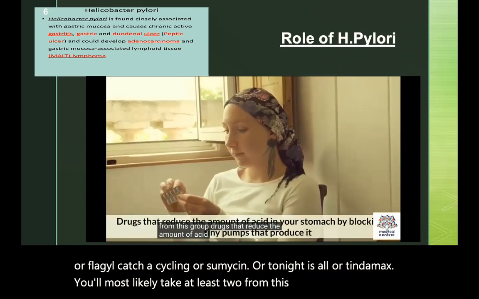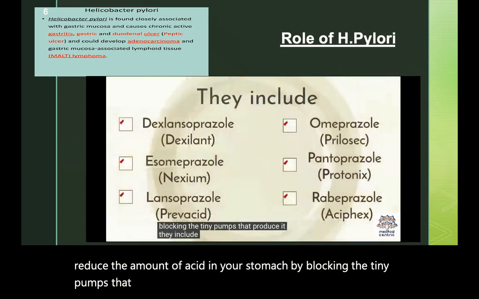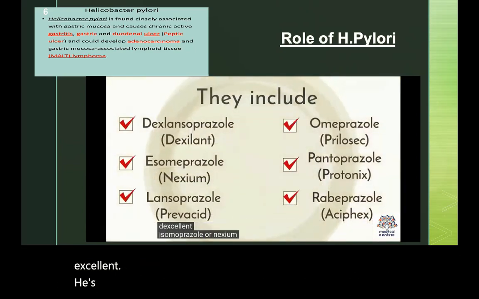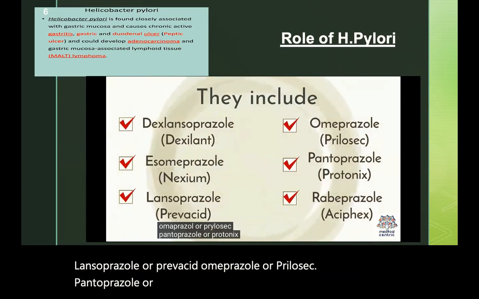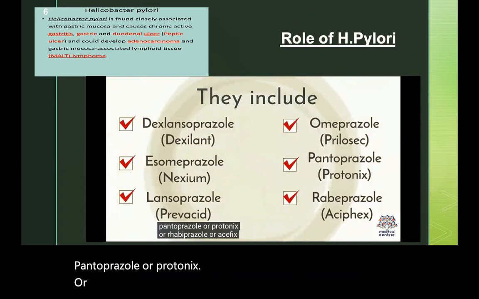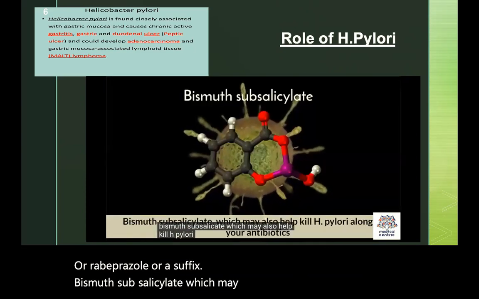Drugs that reduce the amount of acid in your stomach by blocking the tiny pumps that produce it. They include dexlansoprazole or Dexilant, esomeprazole or Nexium, lansoprazole or Prevacid, omeprazole or Prilosec, pantoprazole or Protonix, or rabeprazole or Aciphex. Bismuth subsalicylate may also help kill H. pylori along with your antibiotics.